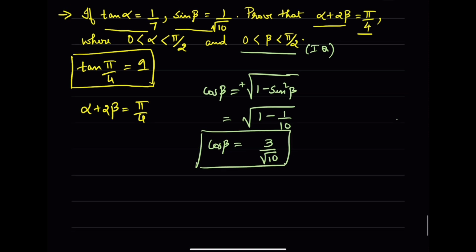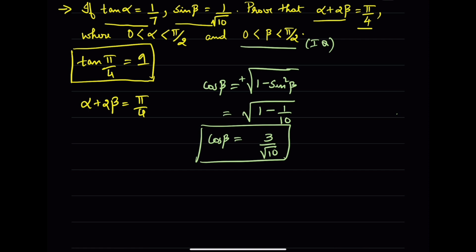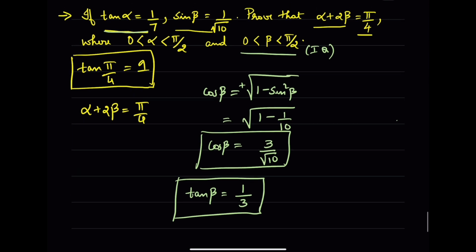Okay, now we know the value of cos beta. Now what would be the value of tan beta in that case? So tan beta would be sine beta, which is 1 by square root of 10, divided by cos beta, which is 3 by square root of 10. So tan beta would be 1 by 3. Now we know the value of tan alpha, which is given in the question, and tan beta.